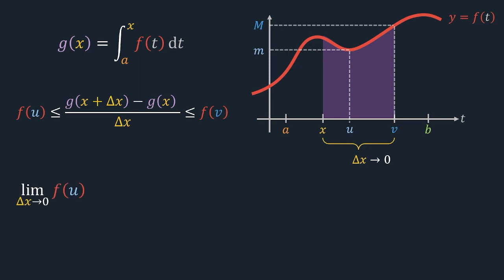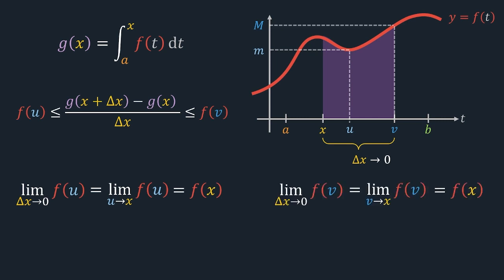What will happen to f of u as delta x approaches 0? Well, since u is stuck between x and x plus delta x, when delta x shrinks down to 0, u will approach x. So the limit of f of u as u approaches x has to equal the function value f of x. Think carefully about why that limit has to equal the function value. And for the same reason, the limit of f of v as v approaches x also has to equal f of x.